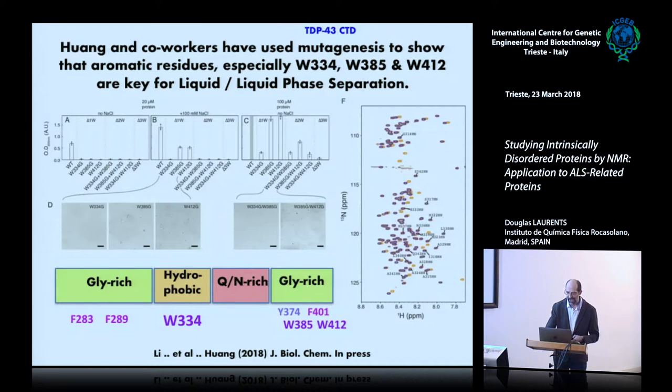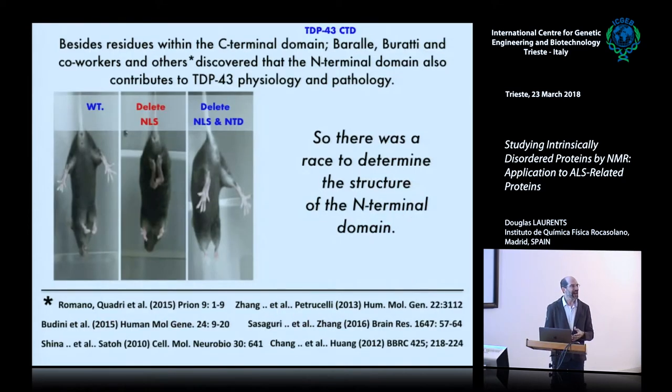So now we've seen that it seems like maybe the QN-rich region forms amyloid, but that might be helped by the hydrophobic helix, which also needs segments outside those two regions in the glycine-rich region. So the whole C-terminal domain is helping to form the liquid phase separated, the amyloid. But besides these regions and the C-terminal disordered regions, it seems that the N-terminal domain is also important. So work obtained here in Trieste, also in many different parts of the world, showed that the N-terminal domain is also contributing to TDP43 physiology and also the pathology.